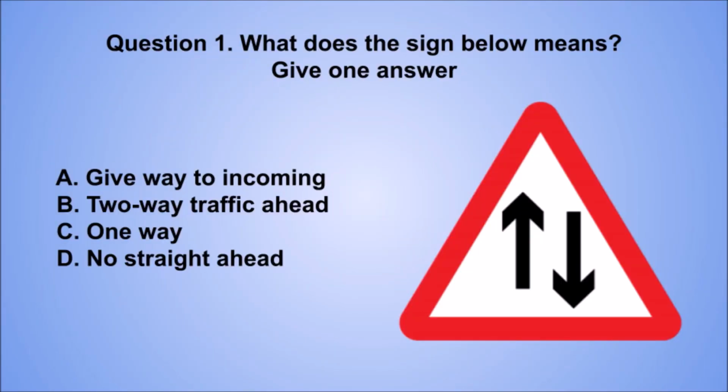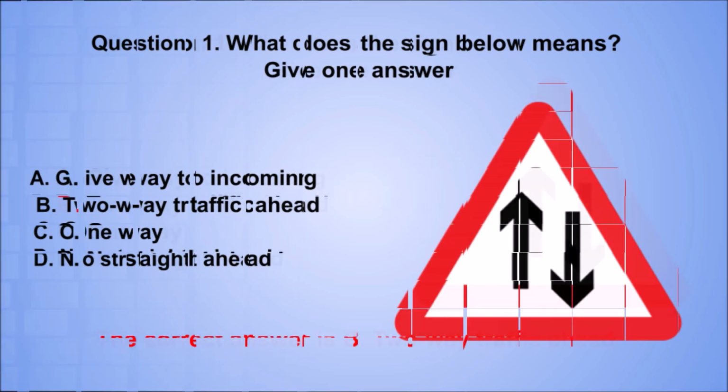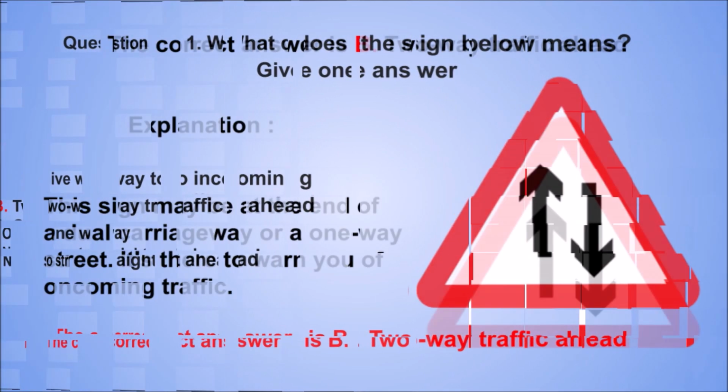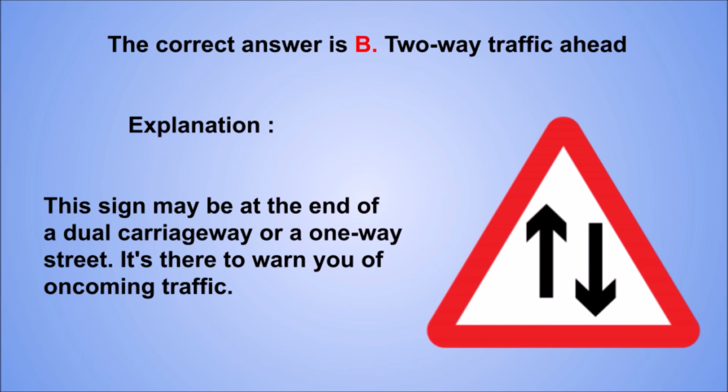Question 1. What does the sign below mean? Give one answer. A. Give way to incoming. B. Two-way traffic ahead. C. One way. D. No straight ahead. The correct answer is B, two-way traffic ahead. Explanation. This sign may be at the end of a dual carriageway or a one-way street. It's there to warn you of oncoming traffic.